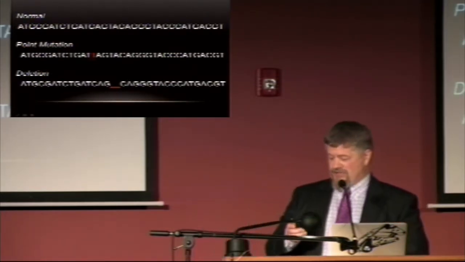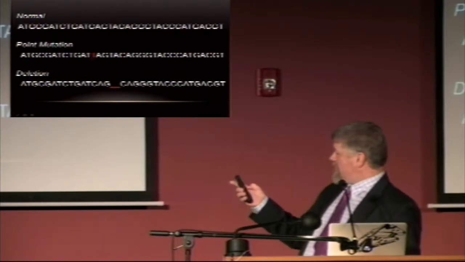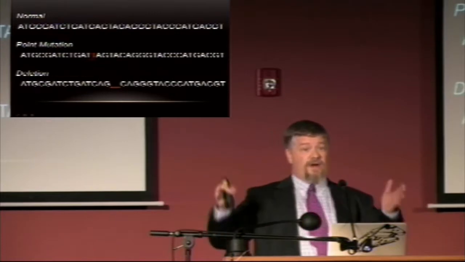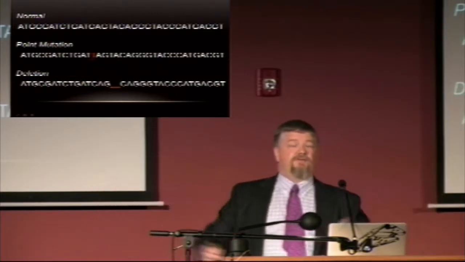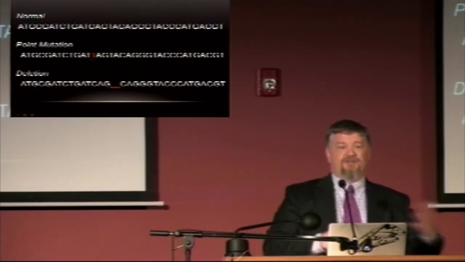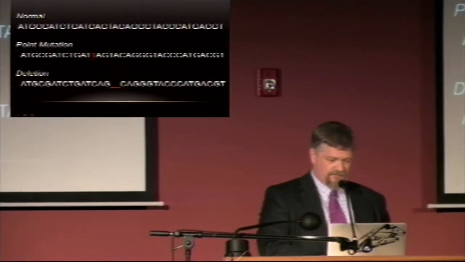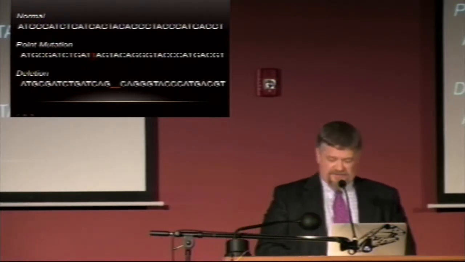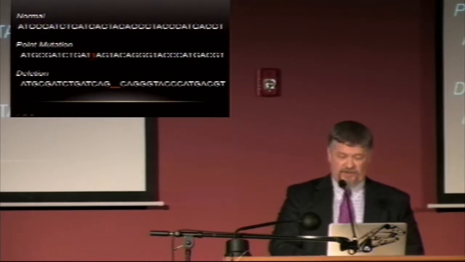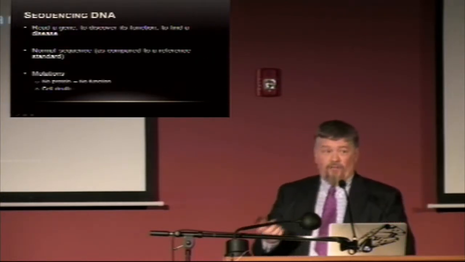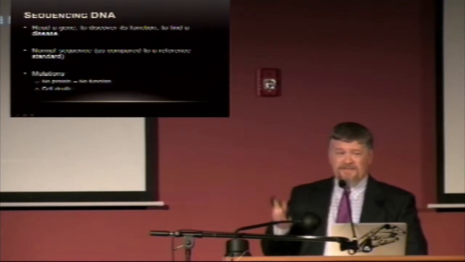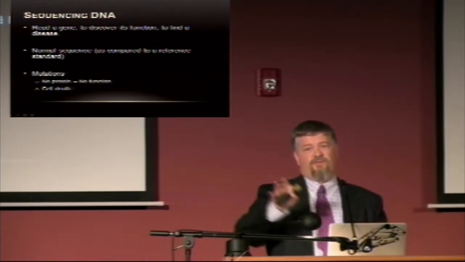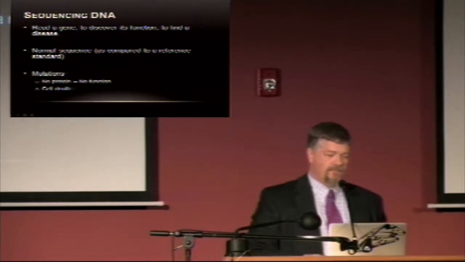And sometimes those changes are just single changes like that, or sometimes they're larger deletions. There's a couple bases missing, or sometimes it's 20 or 30 or 1,000 bases that are missing or changed or added. There's some sort of change there. And that's what sequencing does. It tells us a little bit about, hopefully, what's going on. So we read the gene to discover its function. From that, we can predict what your disease is going to be.